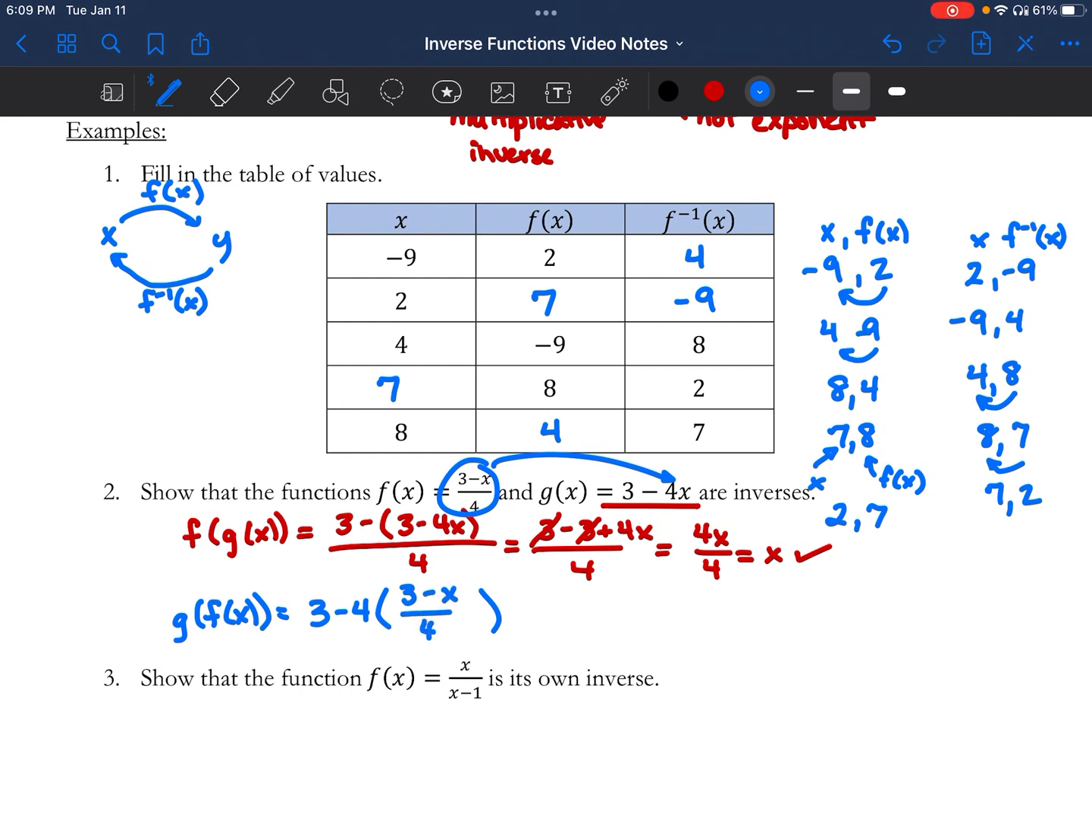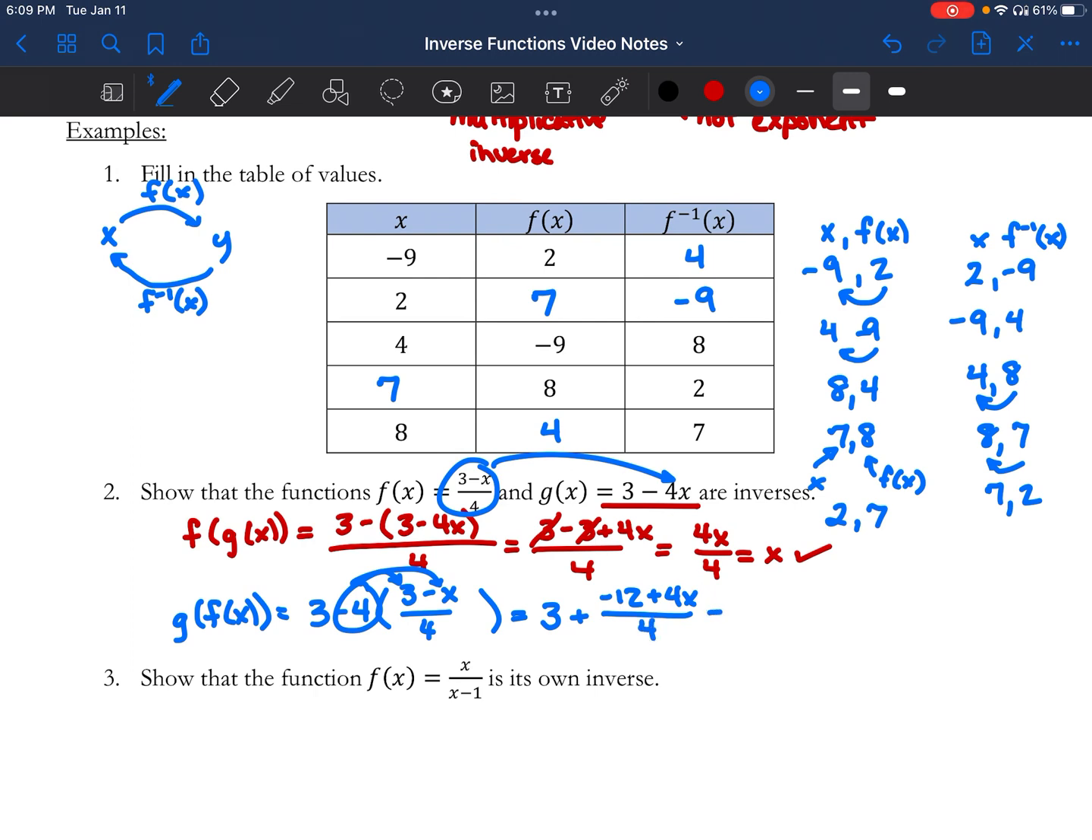So first and foremost, one of the things that I'm going to do is I'm going to multiply by negative 4. I need to distribute that in here. And so I'll write that down. That's going to give me 3 plus, and that's negative 4 times 3 gives me negative 12. Negative 4 times negative x gives me positive 4x all over 4.